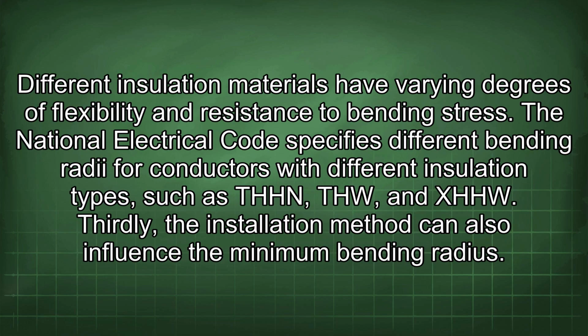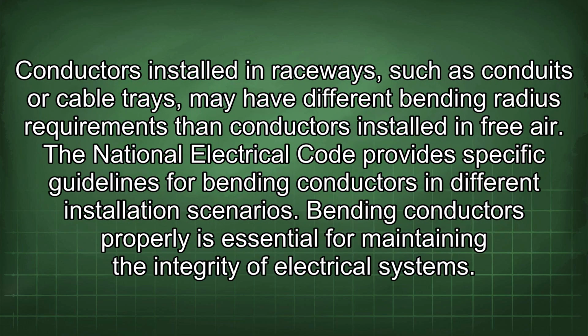Different insulation materials have varying degrees of flexibility and resistance to bending stress. The National Electrical Code specifies different bending radii for conductors with different insulation types, such as THHN, THW, and XHHW. Thirdly, the installation method can also influence the minimum bending radius. Conductors installed in raceways, such as conduits or cable trays, may have different bending radius requirements than conductors installed in free air. The National Electrical Code provides specific guidelines for bending conductors in different installation scenarios.